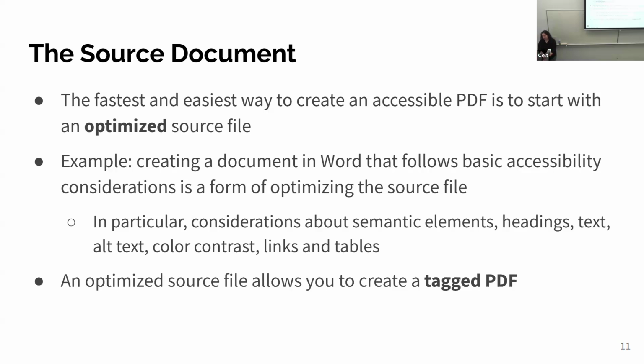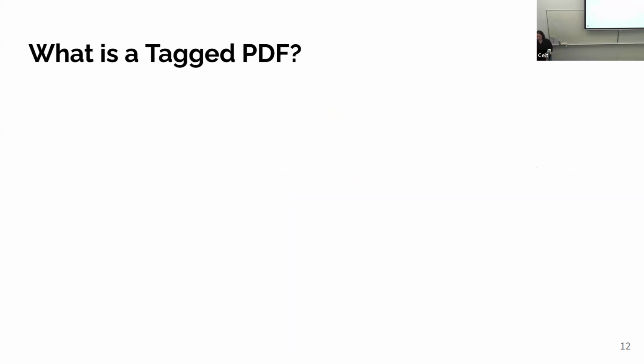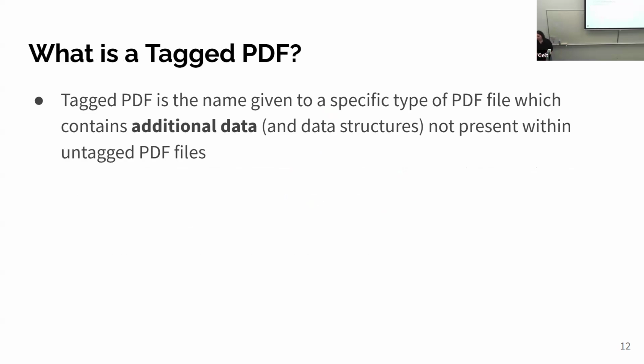So an optimized source file, meaning a file that follows these good practices for accessibility, allows you to create what is called a tagged PDF. And you may have heard this before, but what does it mean? What is a tagged PDF? A tagged PDF is the name given to a specific type of PDF file, which contains additional data and data structures that are not present within the untagged PDF files.